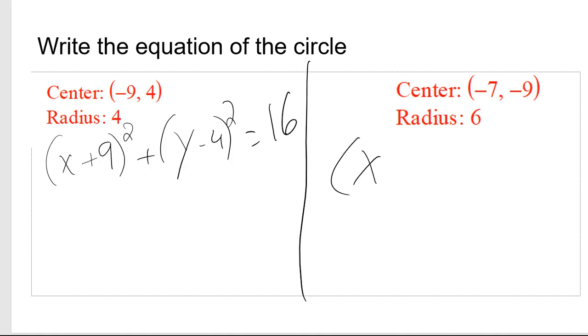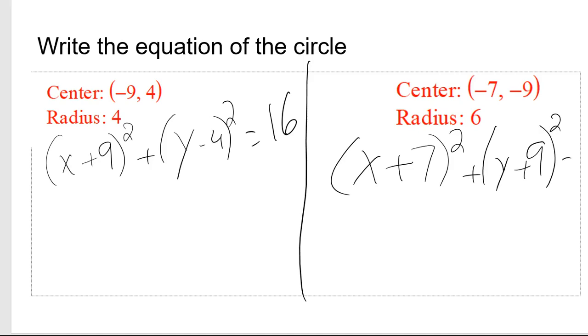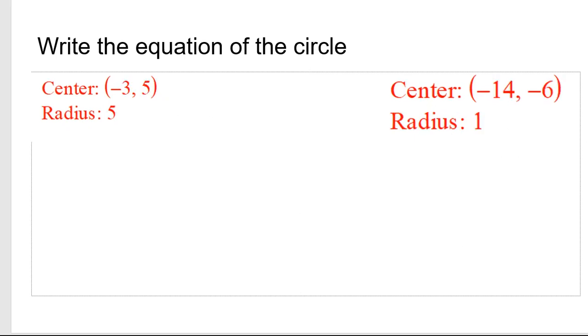We're going to write here x, this is negative 7, so I'm going to write positive 7 squared plus y, this is negative 9, I'm going to write a plus 9 squared, and then right there, it should go 6 times 6, it's just 36. That should go right there, just can't fit it.